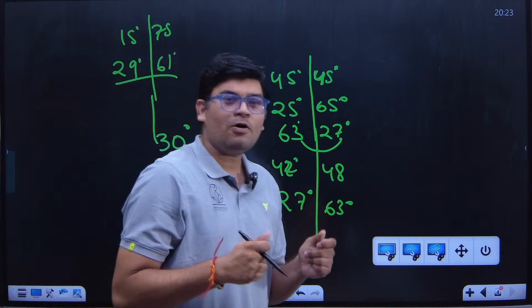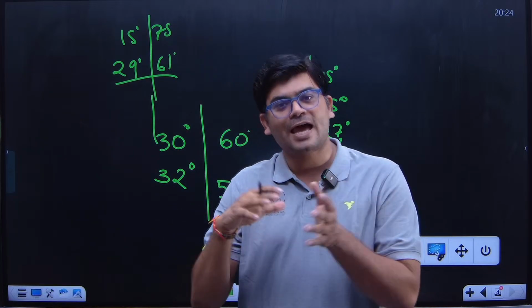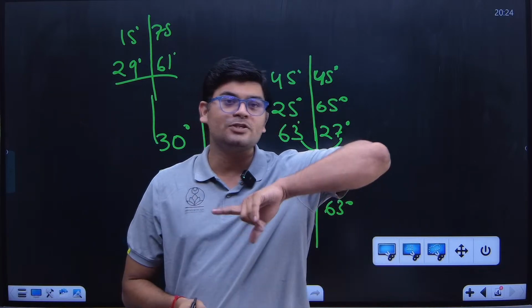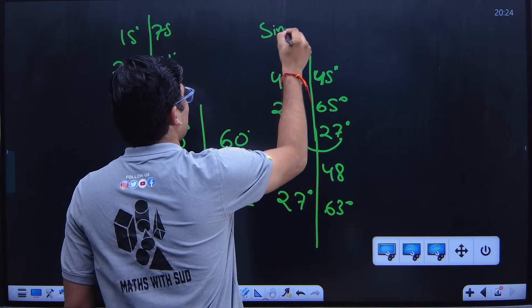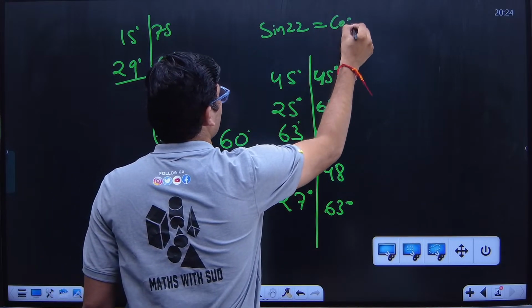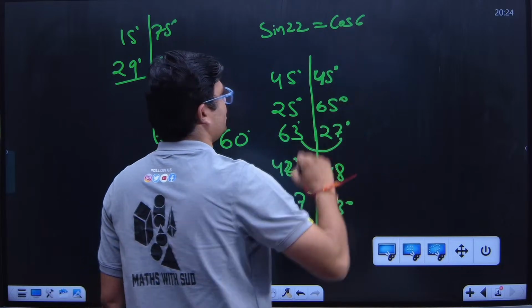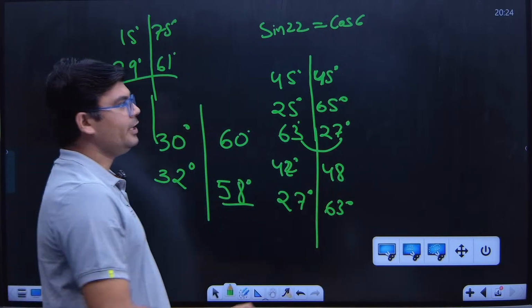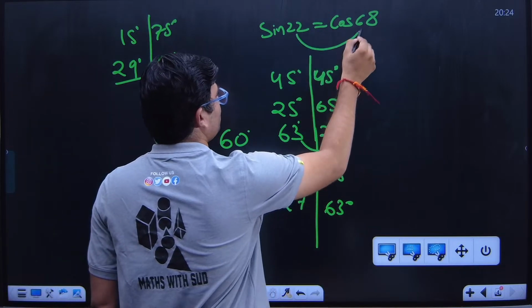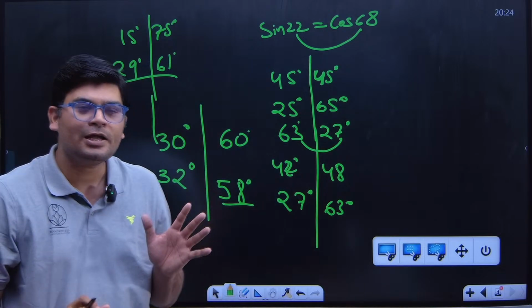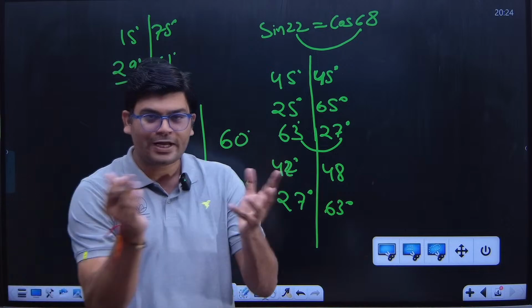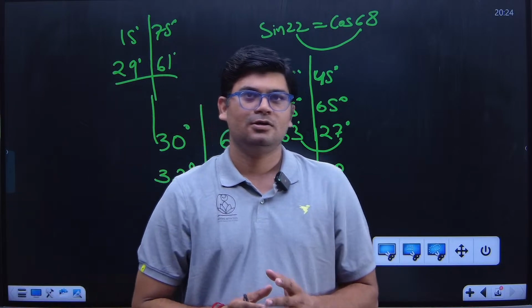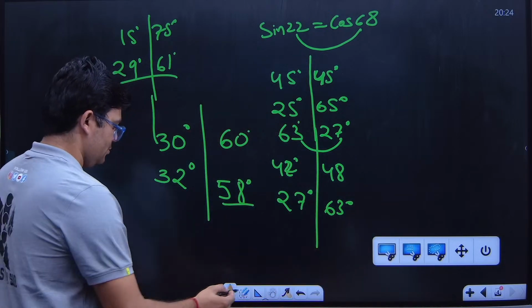Now I will give you the complementary angles for sine of something, and you have to tell me its complementary in cos. For example, if I say sine 22, you have to say it is equal to cos of, make it 90, so 68. Are you getting it? They both are equal. Please understand, they both are equal. You have to look at the angles in such a manner that you can quickly make them 90 degrees. Okay, let's start.